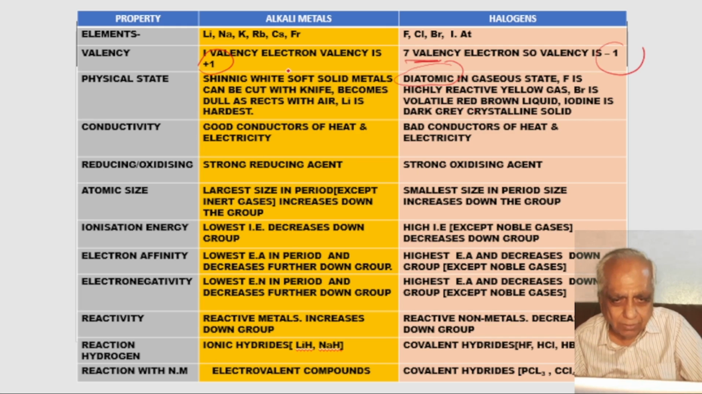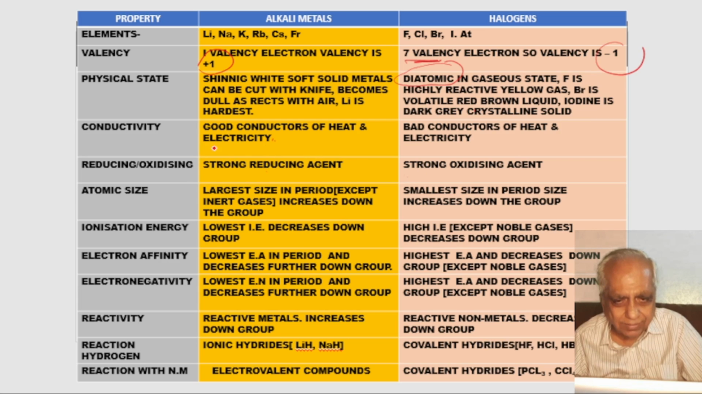Then conductivity. You know metals are good conductors of heat and electricity, whereas halogens are bad conductors of heat and electricity. Reducing and oxidizing agent. You know alkali metals lose electrons, so they are strong reducing agents, and halogens gain electrons, so they are strong oxidizing agents.